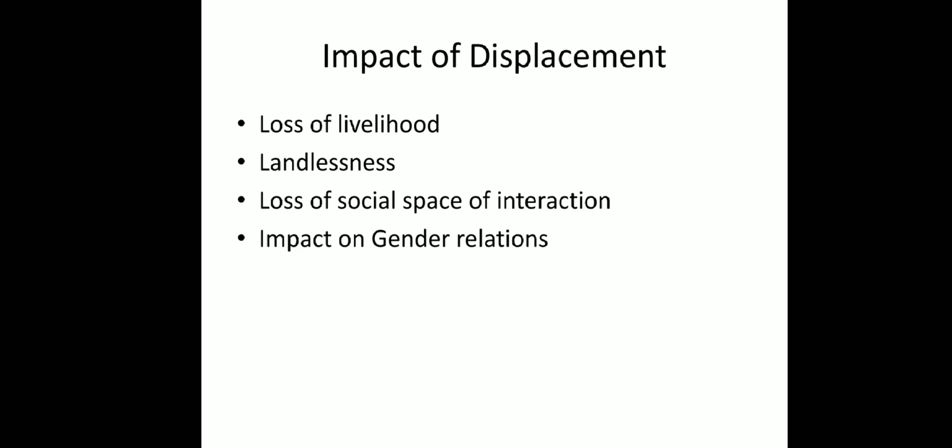Then there's loss of space of social interaction. That means that people would go together to a pond to fish, or go together to collect fuel wood, or other things from the forest. But now when they're displaced, they obviously cannot do it, so their spaces of interaction are lost.